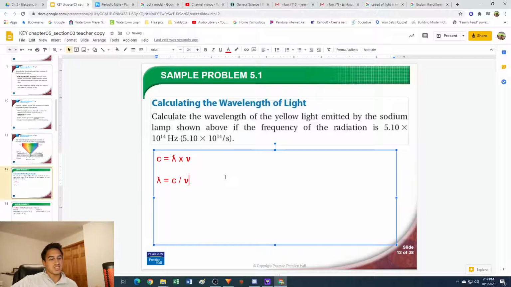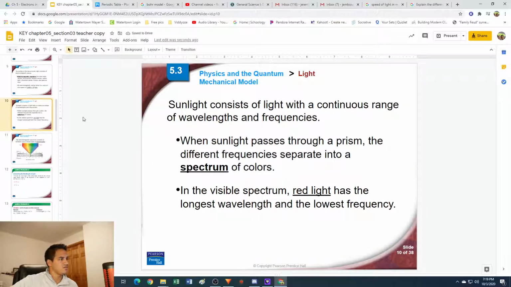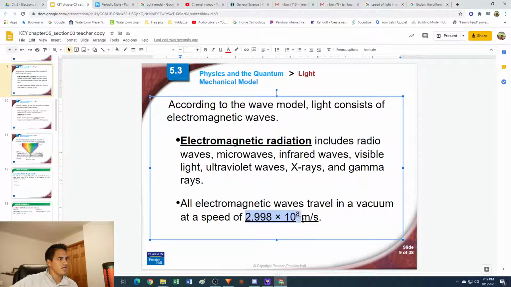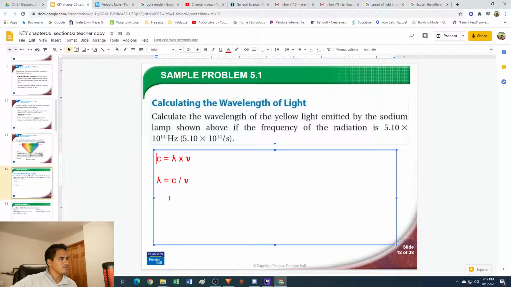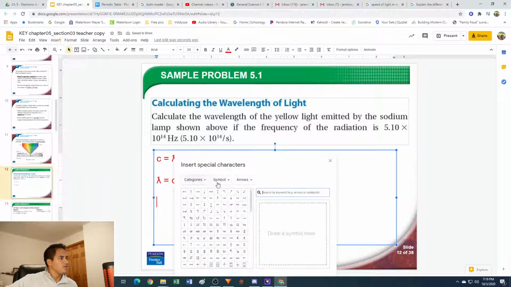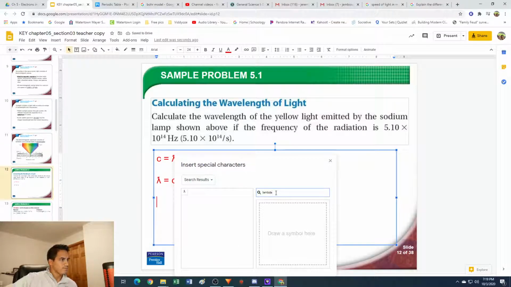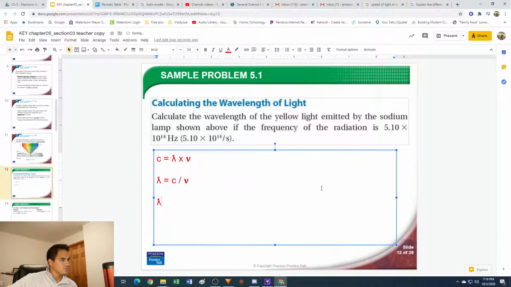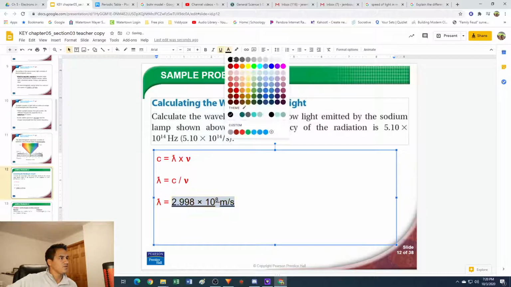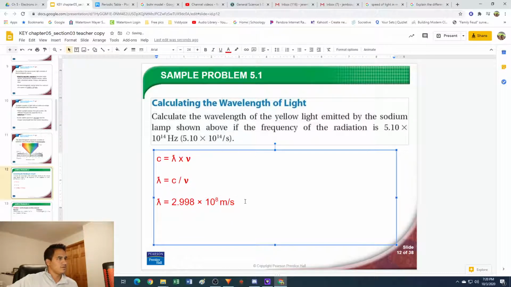Now, the speed of light, again, is a constant number. It was given to us actually on this slide right here: 2.998 times 10 to the 8th meters per second. So we're just going to copy paste this. We're going to have lambda, or wavelength, is equal to the speed of light, which is this number here. And let's, again, change our font size and our font color and underline it. Put this in parentheses.